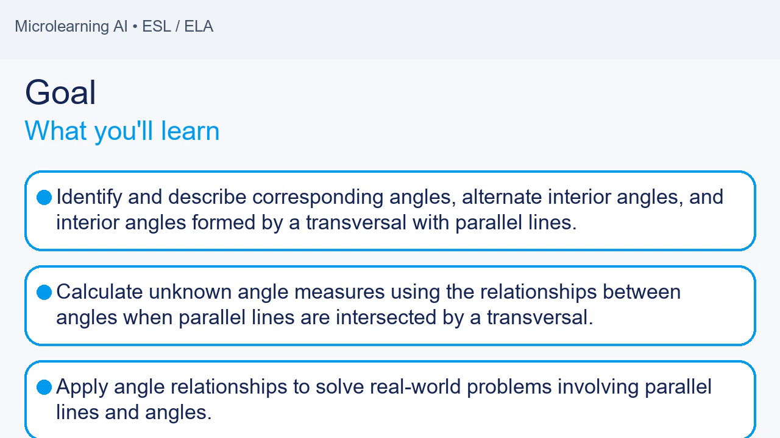Pro tip. Remember, corresponding angles are equal, and same-side interior angles add up to 180 degrees. Summary. Corresponding angles are equal when parallel lines are cut by a transversal. Alternate interior angles are also equal.